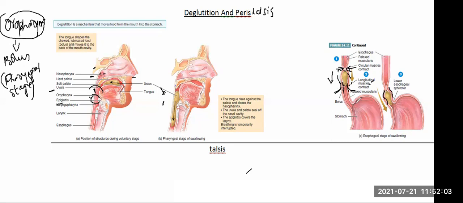So as the bolus approaches the end of the esophagus, here is the end of the esophagus, we have valves, which are sphincters, which are nothing but circular muscles, right? So the lower esophageal sphincter will relax, and the bolus moves into the stomach. Now, in this entire esophageal stage, mucus secreted by esophageal glands will lubricate the bolus and reduce the friction.